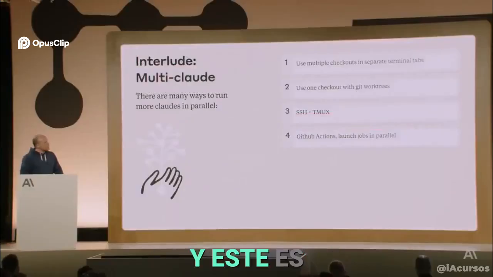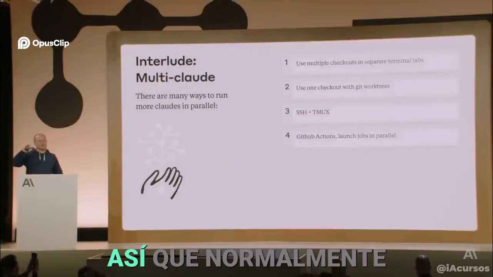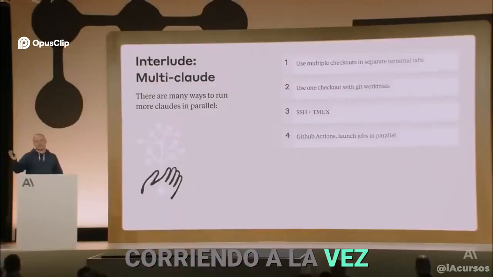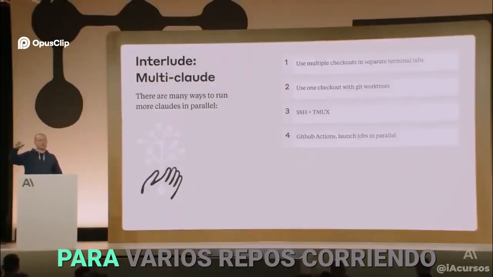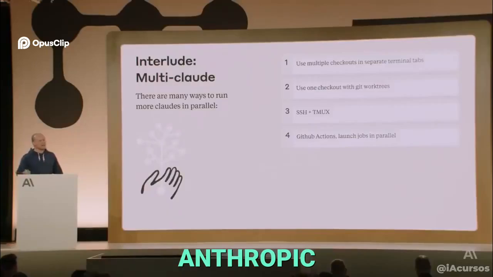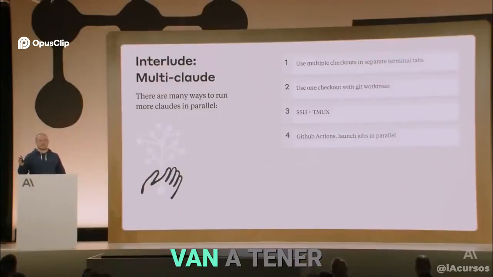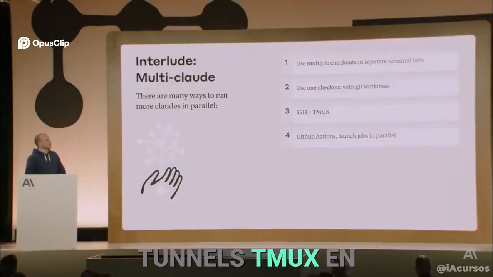The final thing, and this is probably like the most advanced use cases we see, I'm sort of a Claude normie. So I'll have usually like one Claude running at a time, and maybe I'll have like a few terminal tabs for a few different repos running at a time. When I look at power users in and out of Anthropic, almost always they're going to have like SSH sessions. They'll have like tmux tunnels into their Claude sessions.